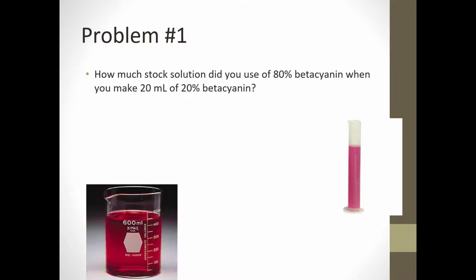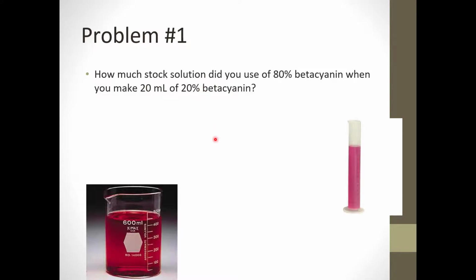So how much stock solution did you use of 80% beta-cyanine? 80% beta-cyanine is what you used. That's your stock solution, the solution in the back of the room. When you make 20 mils of 20% beta-cyanine, that's what you're making. You're making 20 mils of 20%. So this is V2 and this is C2, concentration two, volume two. Remember, volume is how much, concentration is how concentrated it is. So you know the variables now. This is C1, this is V2, this is C2.